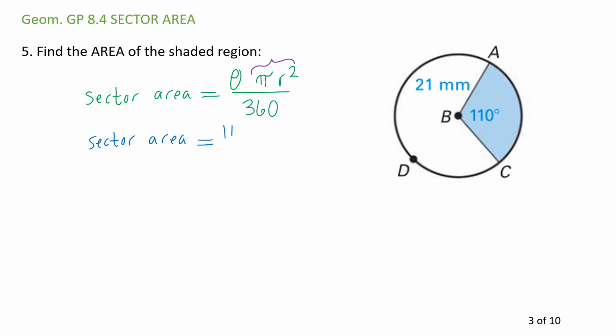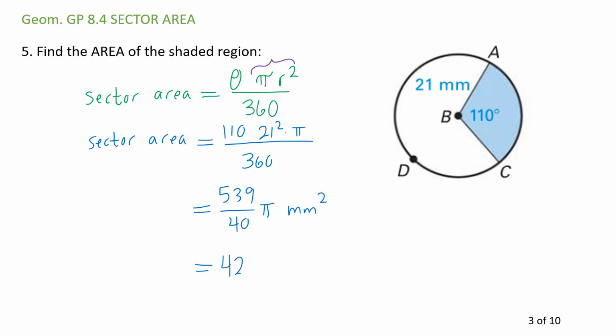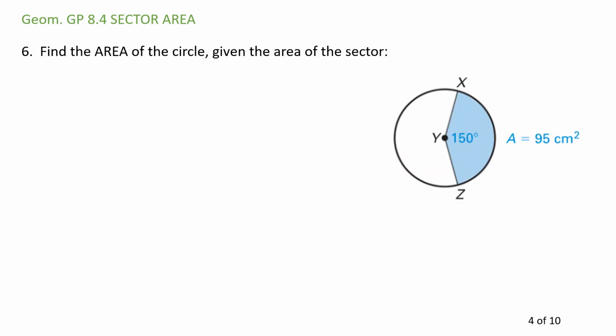is equal to the central angle is 110. The radius they told me was 21. And all of that over 360. And that's the answer. So 110 times 21 squared. And again, it's giving me 539 pi, but that really is not very useful. So I'm going to go straight to the decimal approximation on this one. And I got 42.33. So 42 square centimeters.